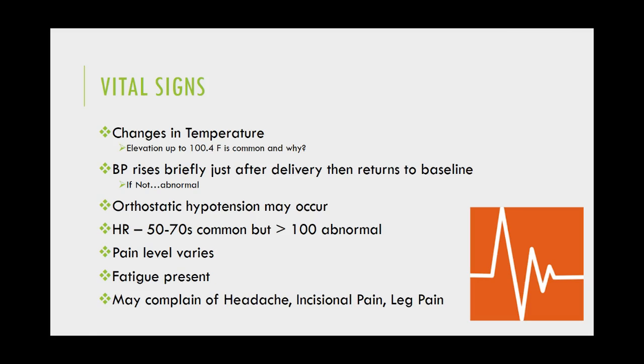Vital signs. We get changes in temperature. Sometimes mom's temperature can elevate up to 100.4, and that's pretty common, and one reason is because of the stress that labor and delivery puts on mom's body. Blood pressure will rise briefly just after delivery, and then it begins to return to baseline. However, if it does not, that is an abnormal finding.